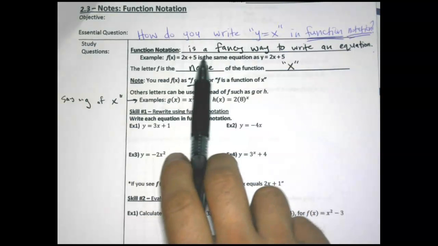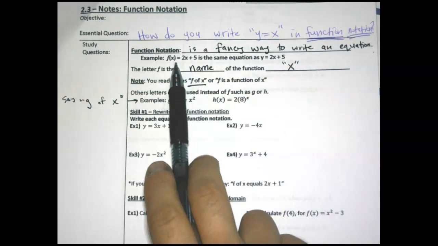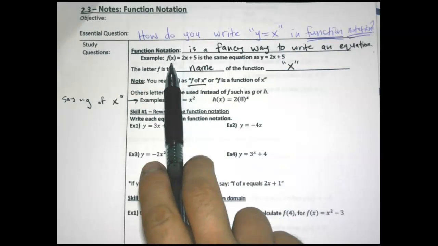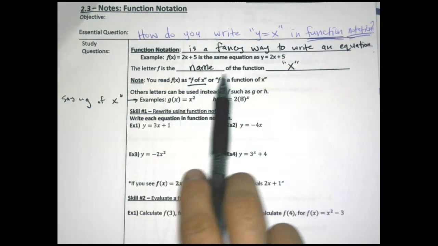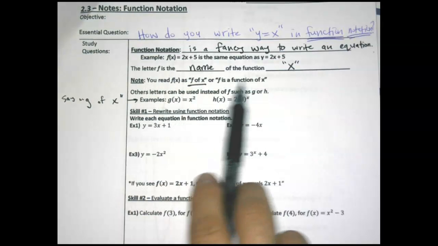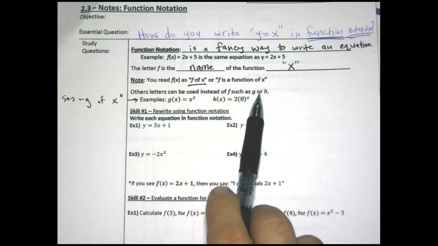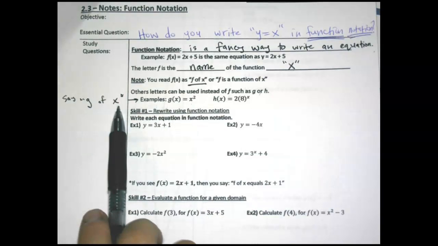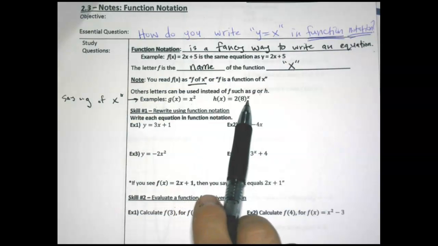Function notation is really just a fancy way to write an equation. So right here it says f of x equals 2x plus 5. The way you read this is f of x. It's the same as y equals 2x plus 5. The letter f is the name of the function. As I stated, you read f(x) as f of x, or f is a function of x. Other letters can be used instead of f. For example, g or h. So here I would say g of x equals x squared, right? Again, g of x. Here, h of x equals 2 times 8 to the x power.